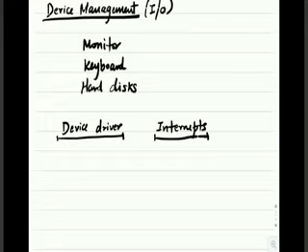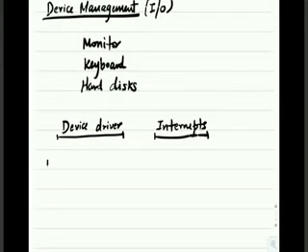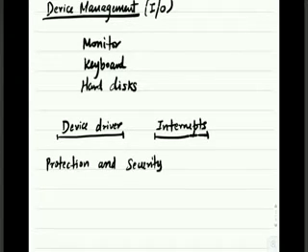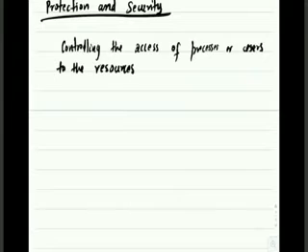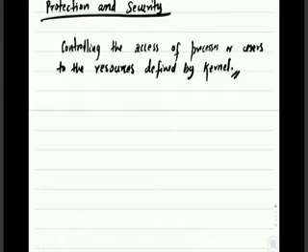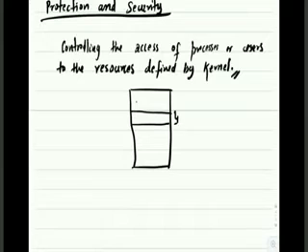Next is protection and security. It means controlling the access of process or user to the resource defined by the kernel. Now see in this, one memory is here in which process P2 and P3 are already allocated with memory. Now this is the responsibility of kernel not to allocate this memory to some other process.